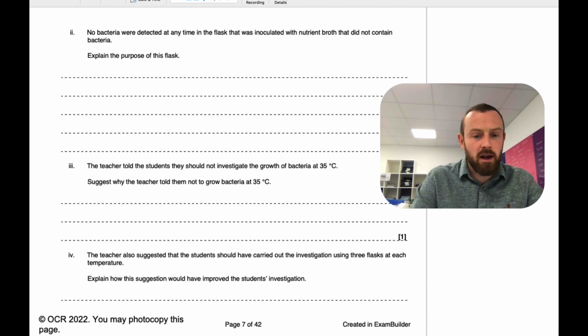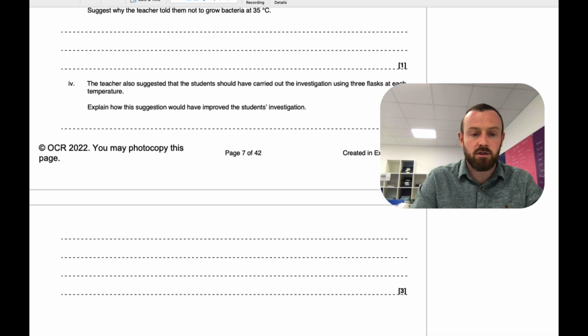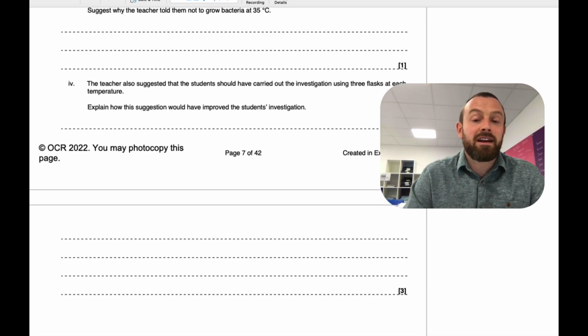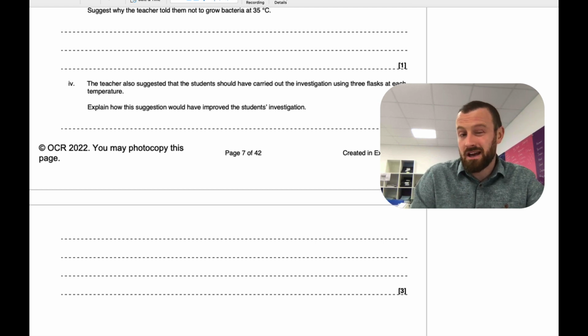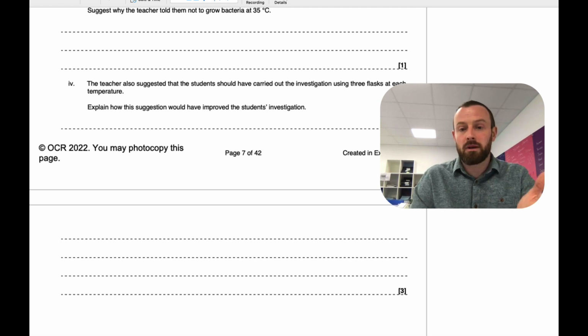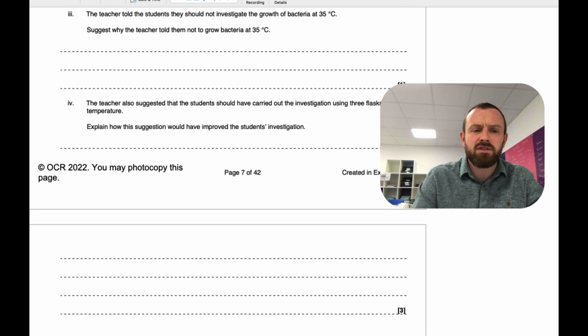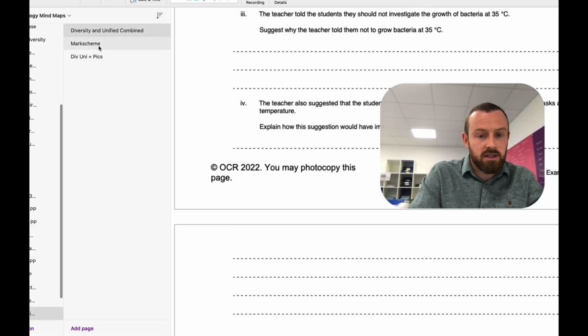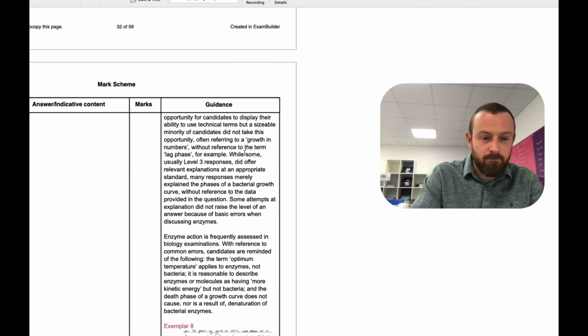And then finally, before I show you the mark scheme for these extra questions, the student should have carried out the investigation using 3 flasks at each temperature. How would this have improved the student's investigation? Well, remember we talked about anomalies before. If you use 3 flasks, the effect of anomalies is reduced because they average out. So you can get 3 readings for your bacterial population size, and then add them together and average them out to get a mean. And this would increase accuracy and reliability. So let's look at the mark scheme for those 3 little questions that I blitzed through just then.